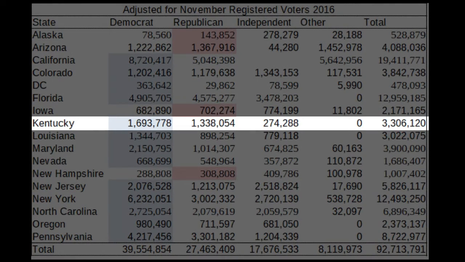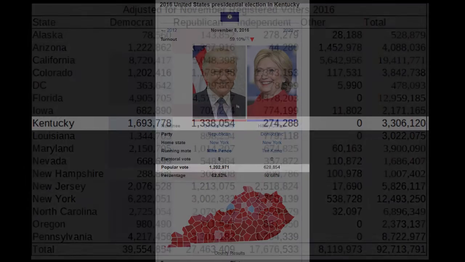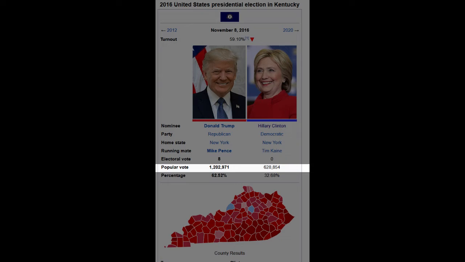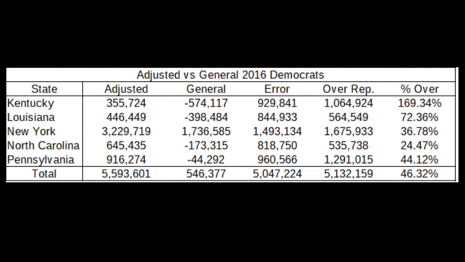In Kentucky, Democrats had a lead of almost 360,000 registered voters, but ended up losing by 575,000 votes. I made this table to show the error in votes, using Kentucky as an example to explain my work. First column was how much the Democrats were up by in registration, second column was how they did in the election, which was losing by about 575,000. The error is adding these two up, or an error of 930,000 votes.